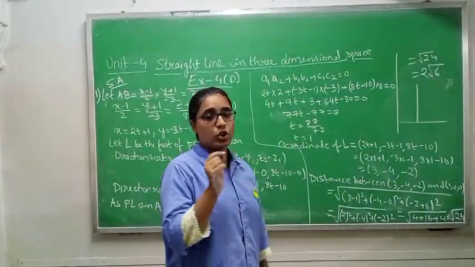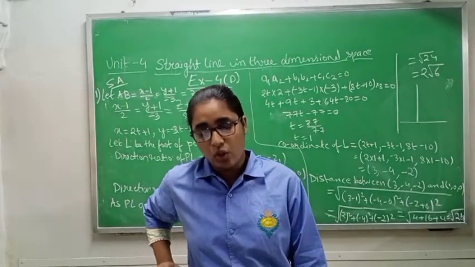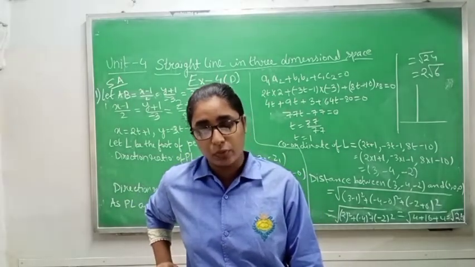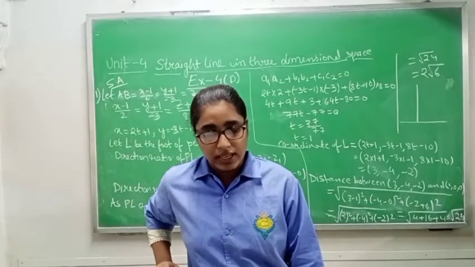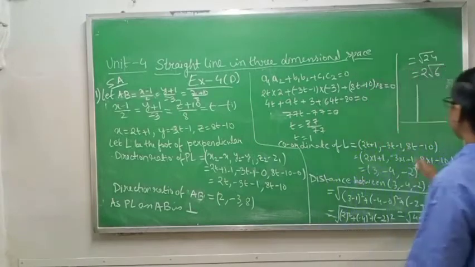Distance of the point (1, 0, 0) from the line given to you. Also you have to find the coordinate of the foot of the perpendicular, as well as you have to find the equation of the perpendicular. Now class 12, see this one.